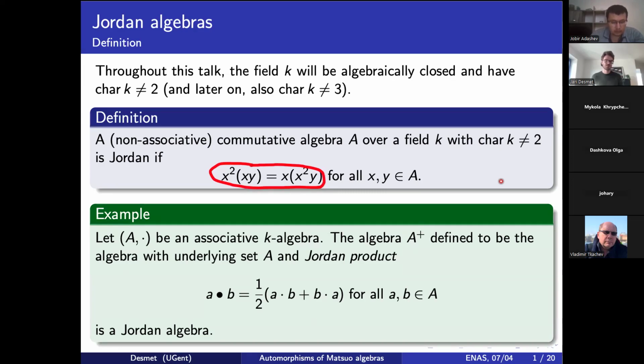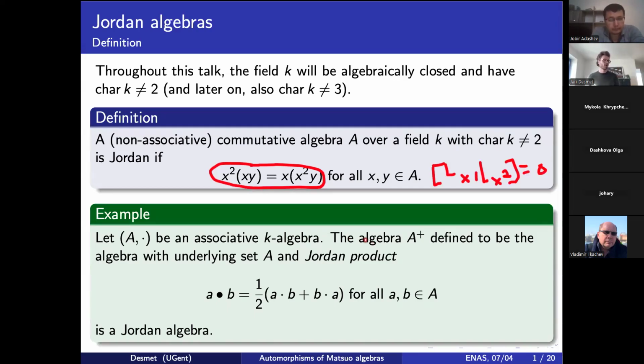So you can think of it as a sort of weakening of associativity. Associativity says that the multiplication operators of any 2 elements commute. And here we actually say that the commutator of the multiplication operators L_x and L_{x^2} has to be 0. So it's saying that specific elements should commute. This is the way you can think of it.